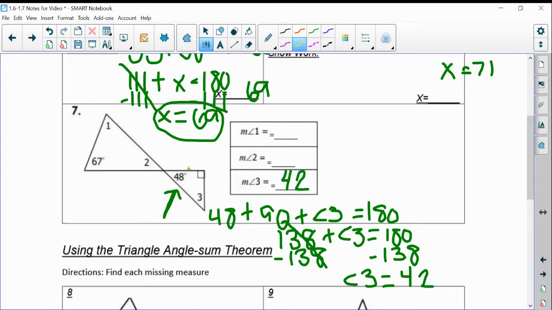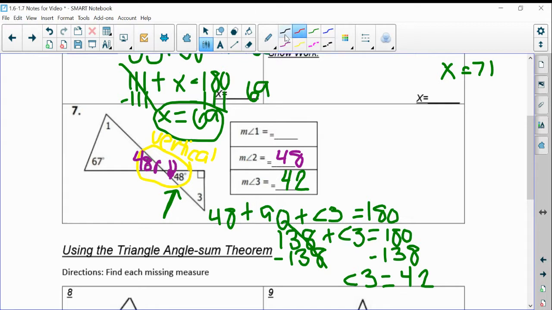Okay, this is not in today's notes, but it was on Monday and Tuesday. This angle pair right here is vertical. And I know vertical angles are congruent. So if this is 48, so is angle 2. And now that I have 2 of my 3 angle measures, I can find my third.